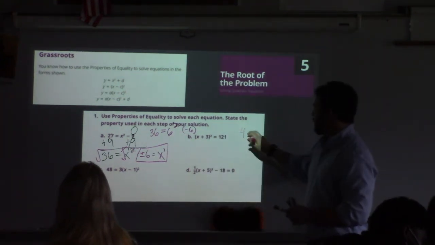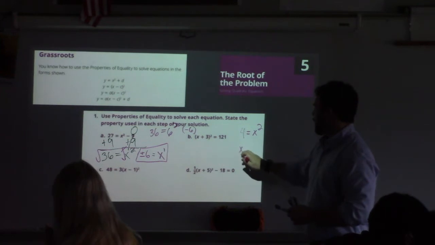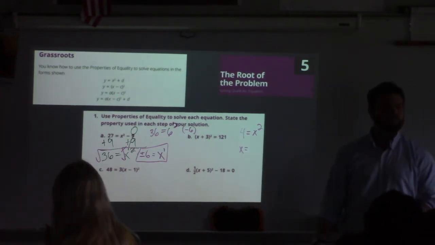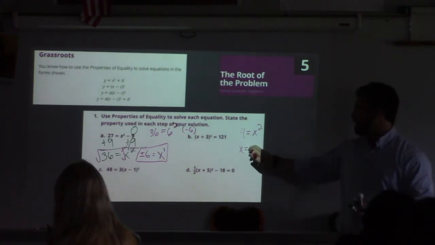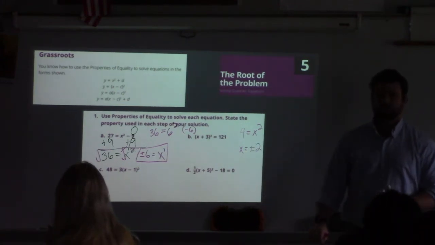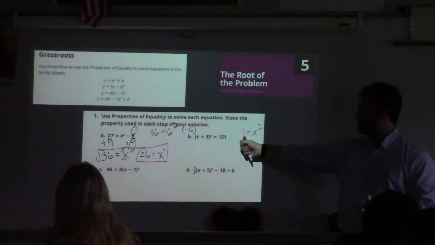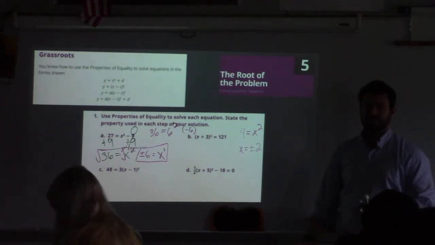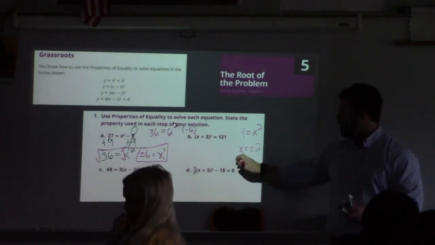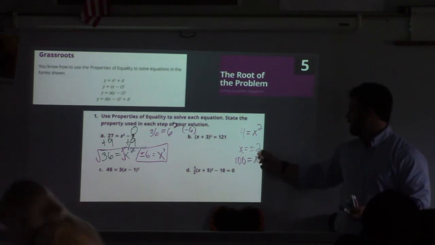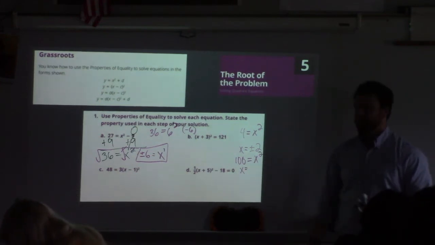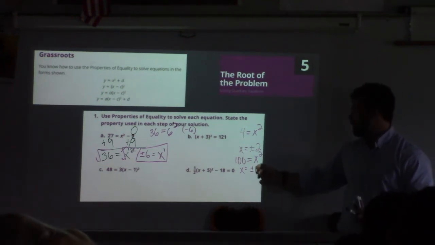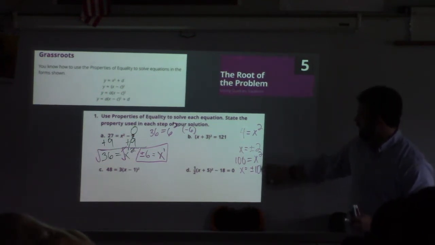Okay? So really quickly, I want to point this out before we get too far. Let's say 4 is equal to x squared. So what could x equal? Not 4. Positive or negative 2. Because what is 2 squared? 4. What's negative 2 squared? Also 4. Let's say 100 is equal to x squared. What could x equal? Positive or negative 10? Nope, not 100. Positive or negative 10?